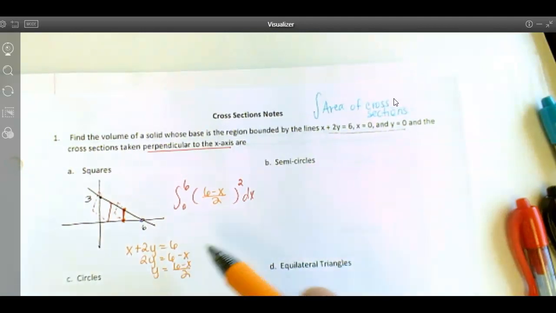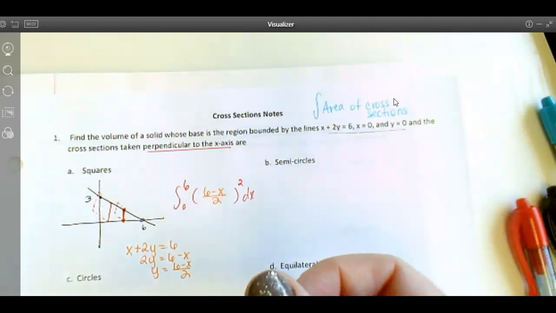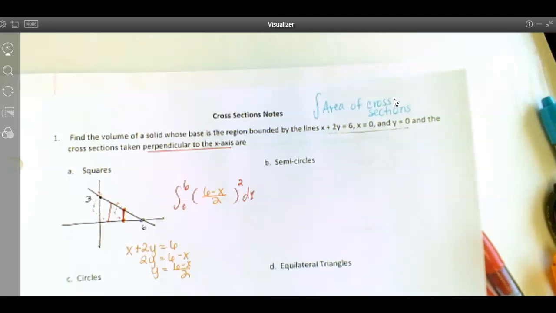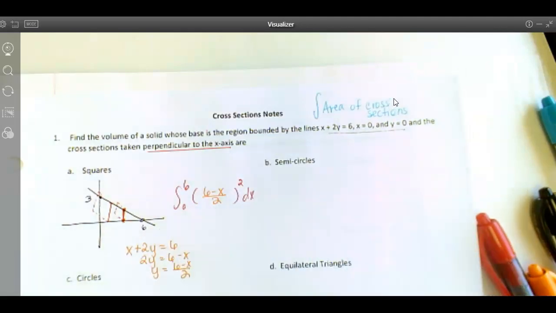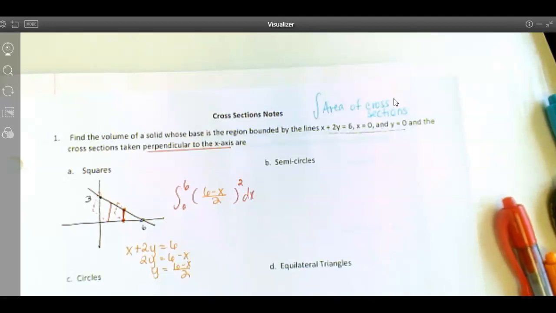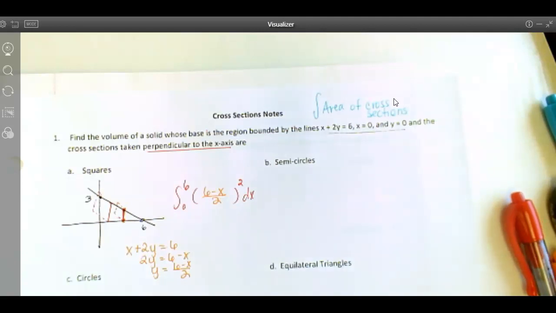And we're going to use that as we go to the semicircles and the circles and the equilateral triangles. We're going to use the fact that that's the length of the side. Okay? And that's all. So if you find the area of whatever the cross section is, it just goes into the integral, and then the integral from wherever to wherever, depending on which way you're solving it.